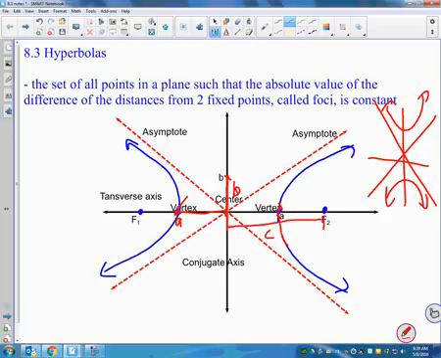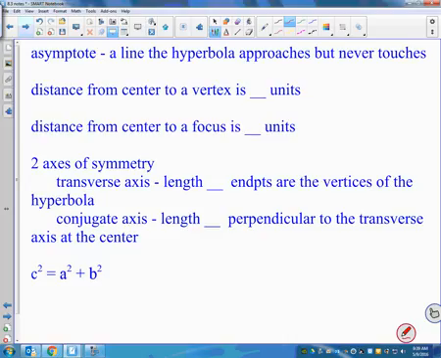So we can still relate A, B, and C, but now C is the biggest one. Okay, so in the ellipse, A is the biggest one. In a hyperbola, it's C squared equals A squared plus B squared. So that's really easy to mix up. You just have to remember in the ellipse, A is always biggest, and in a hyperbola, C is always biggest. Okay?